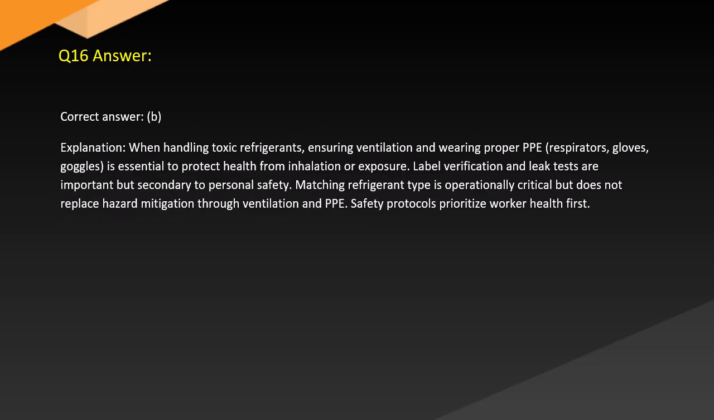Answer. Correct answer: B. Explanation. When handling toxic refrigerants, ensuring ventilation and wearing proper PPE, respirators, gloves, goggles, is essential to protect health from inhalation or exposure. Label verification and leak tests are important but secondary to personal safety. Matching refrigerant type is operationally critical but does not replace hazard mitigation through ventilation and PPE. Safety protocols prioritize health first.